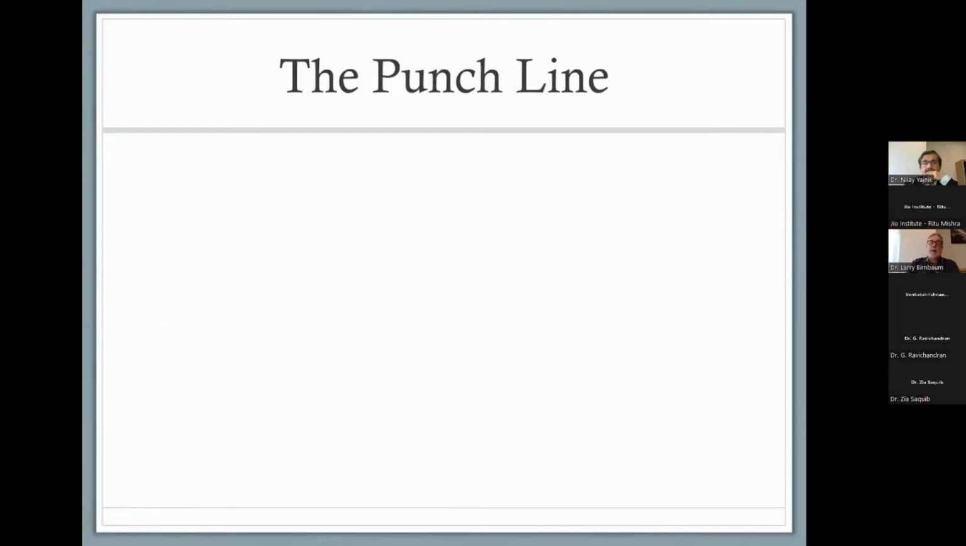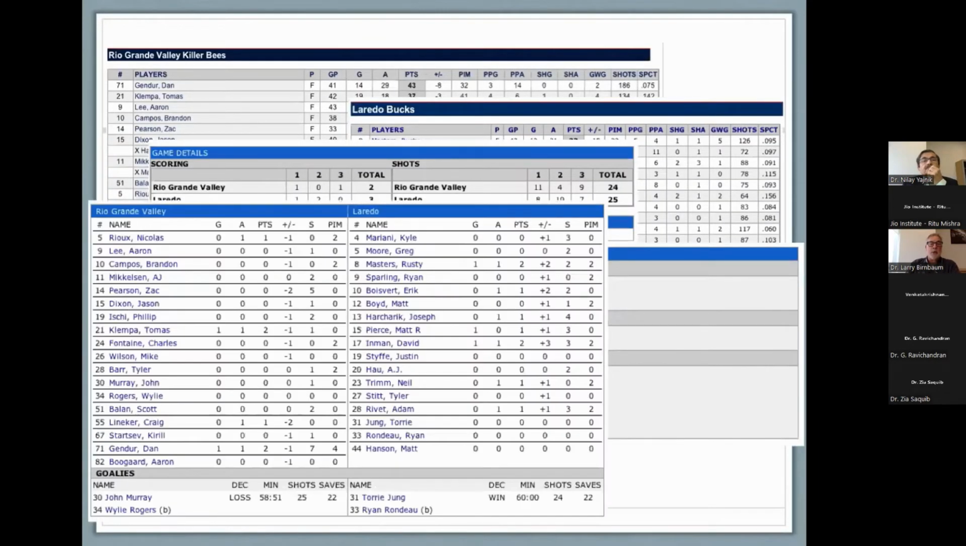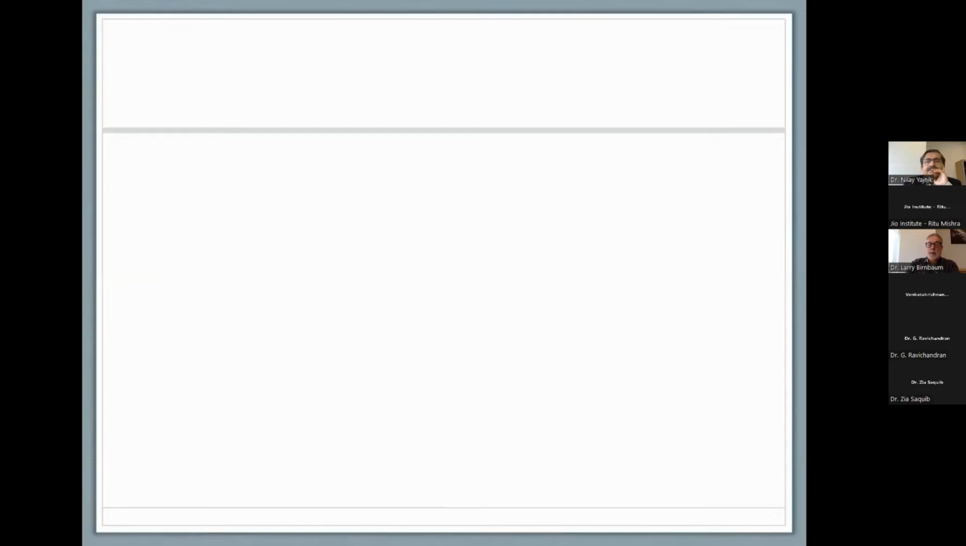Here's the punchline of the kind of stuff we're able to do today with AI and natural language processing. We can start with a bunch of data like these data here. These are data about a youth hockey game in the United States. And here is a story automatically generated based on that game.